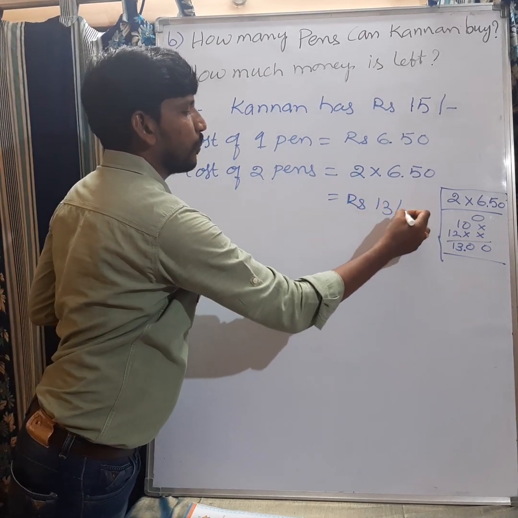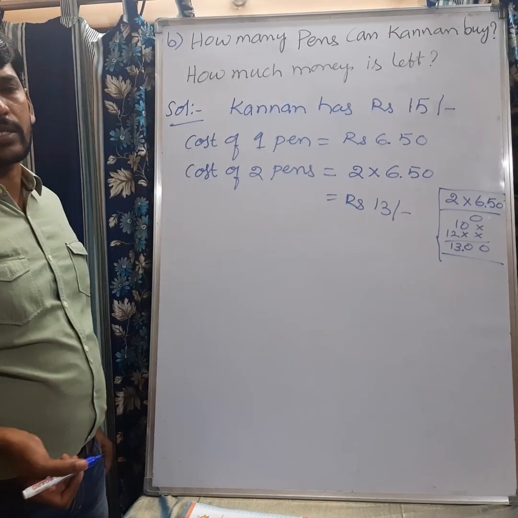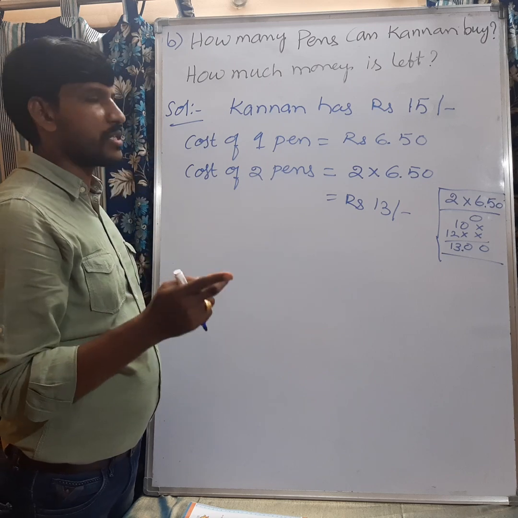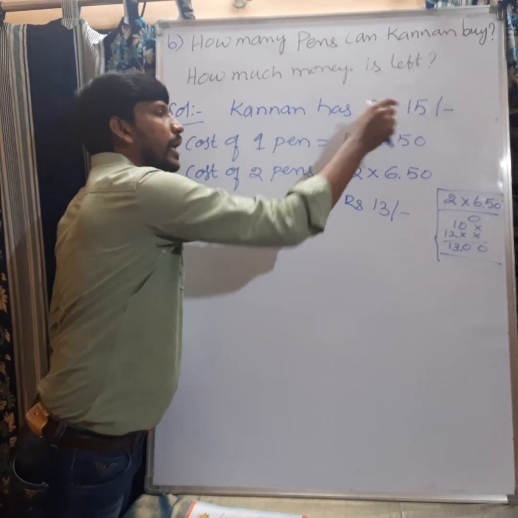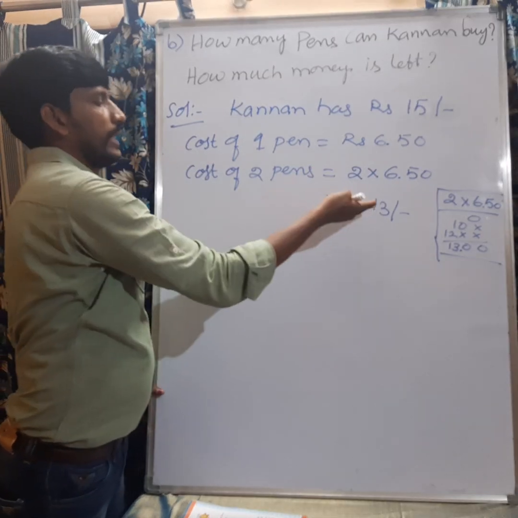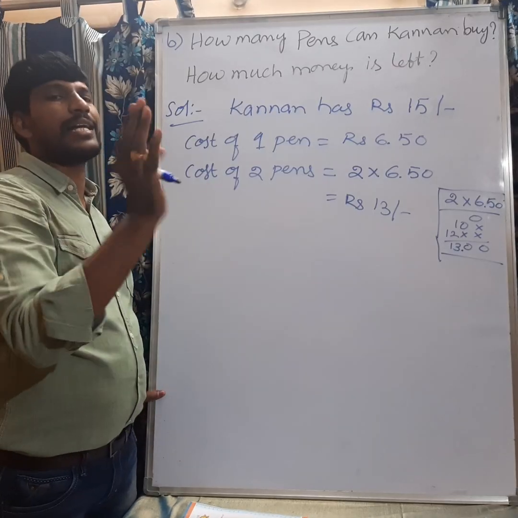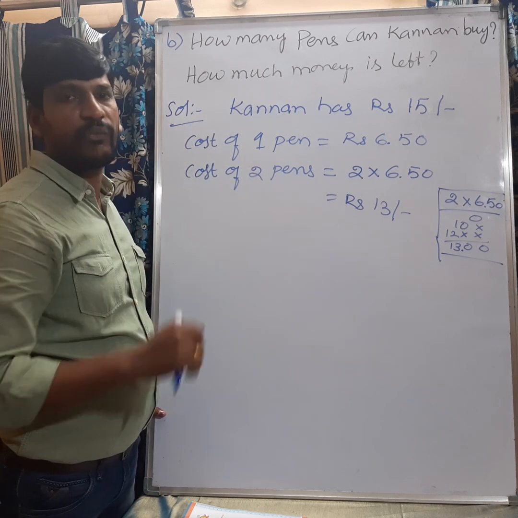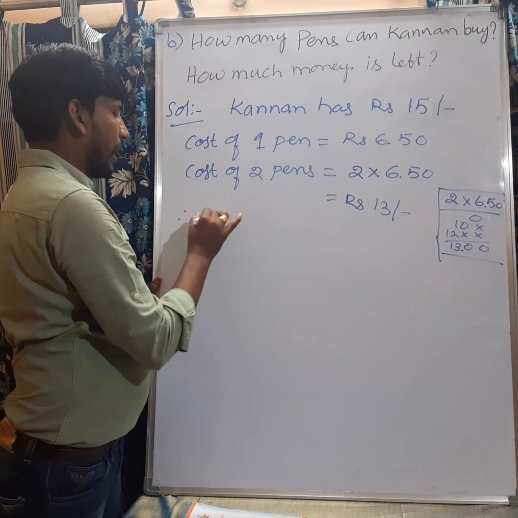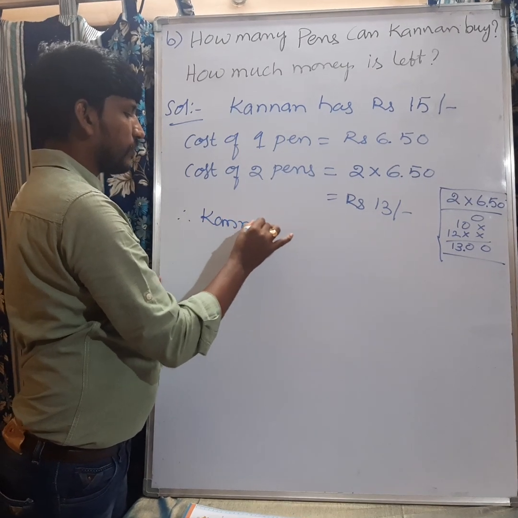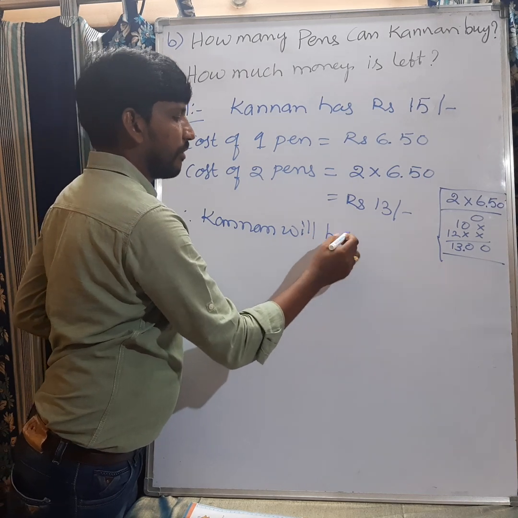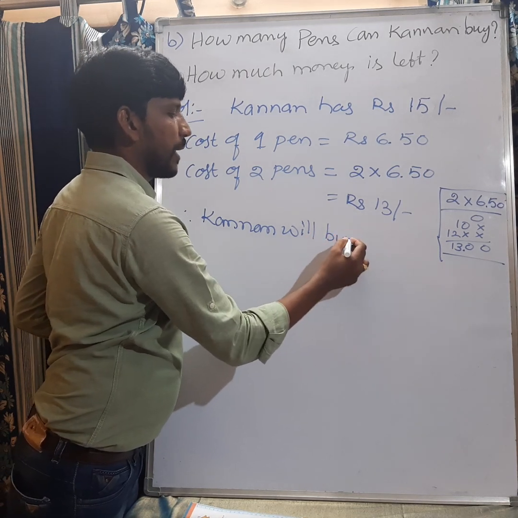The cost of 2 pens equals how much? 13 rupees. So how many pens is he going to buy? He will buy only 2 pens because Kannan has only 15 rupees. He cannot buy 3 pens because the cost of 2 pens is 13. The cost of 3 pens is 19 rupees 50 paisa. But he has only 15 rupees. So therefore, Kannan will buy how many pens? Kannan will buy 2 pens.